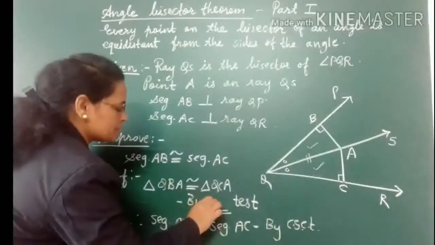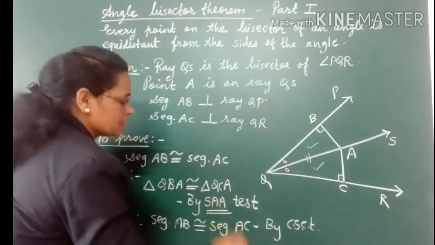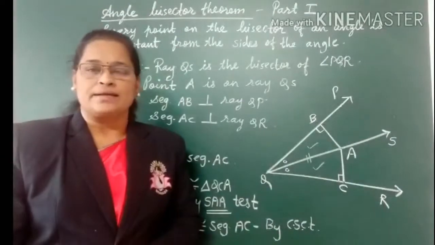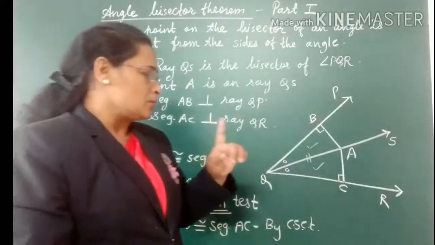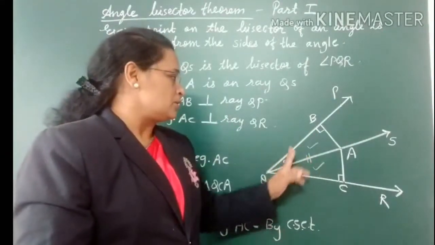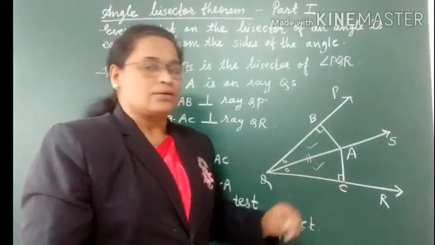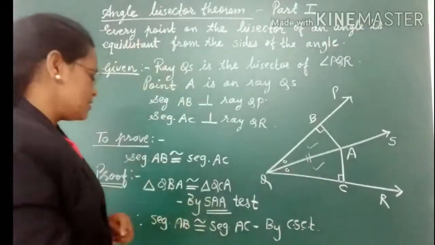So we'll write here the test. How do we write the test? That is SAA, side angle angle. Here, see, note the side is there and two angles are there. Two angles are not including the side. So the test is SAA.